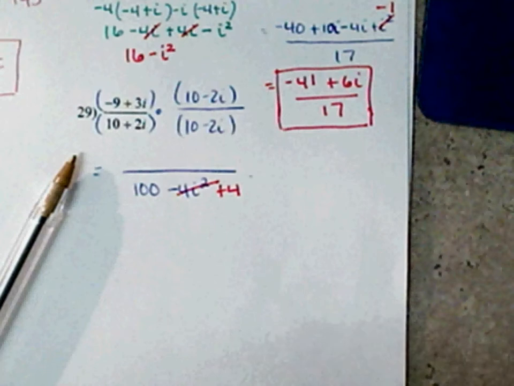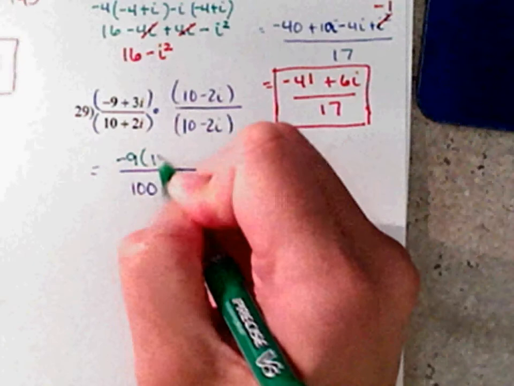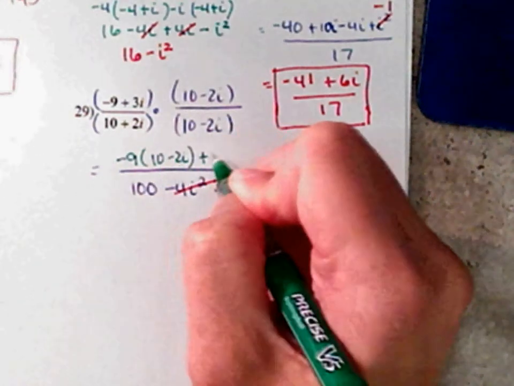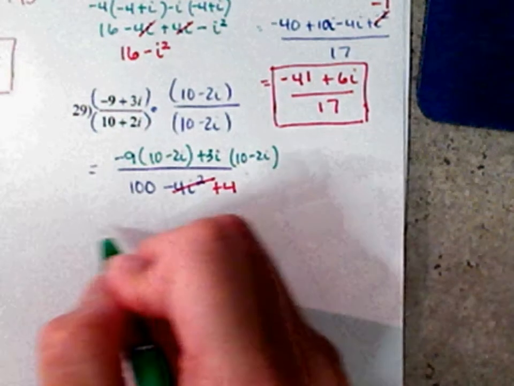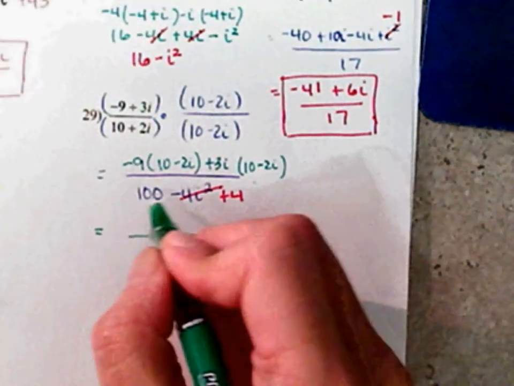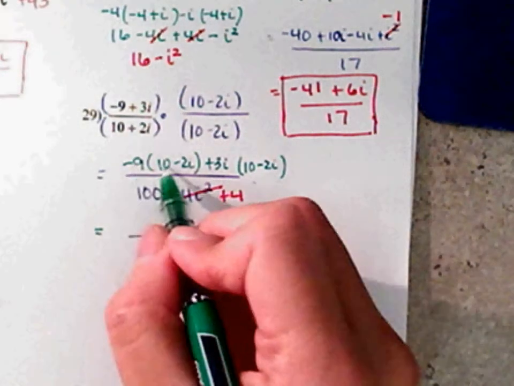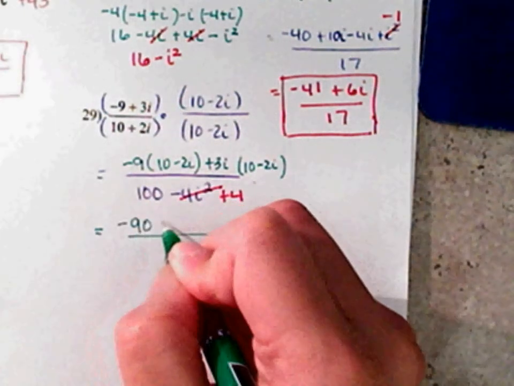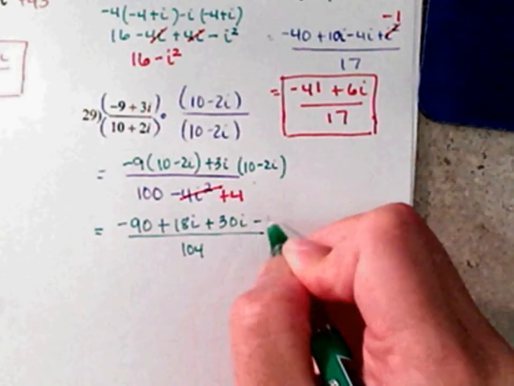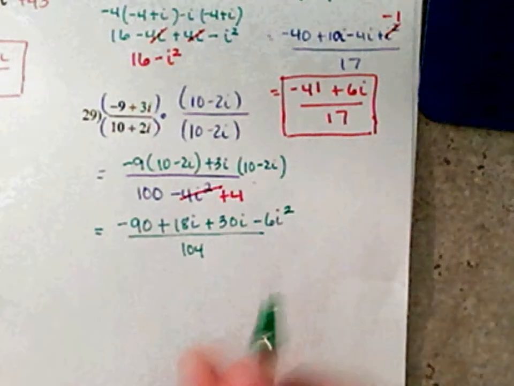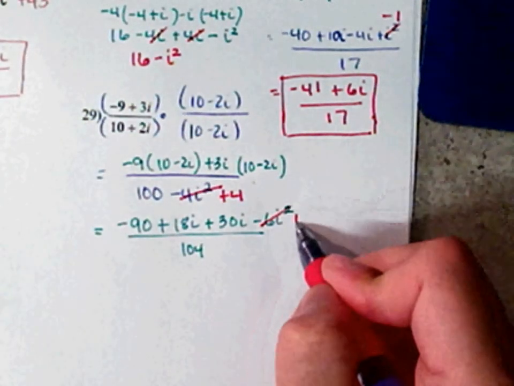Let's take care of the top. So, we're going to have negative 9 times (10 minus 2i) plus 3i times (10 minus 2i). Continue to multiply. 100 plus 4, 104. Negative 9 times 10 is negative 90 plus 18i, I am distributing, plus 30i minus 6i squared. Okay? See that square? Negative 1 times negative 6 is positive 6.